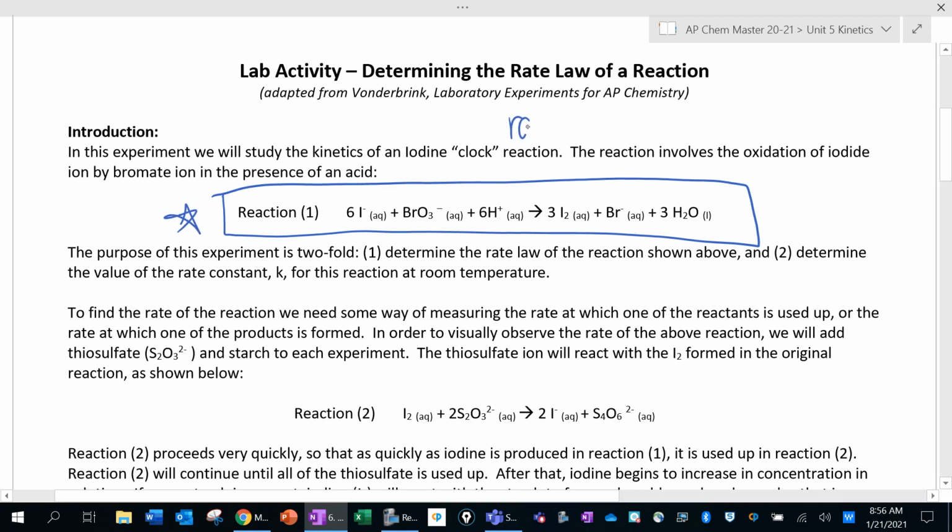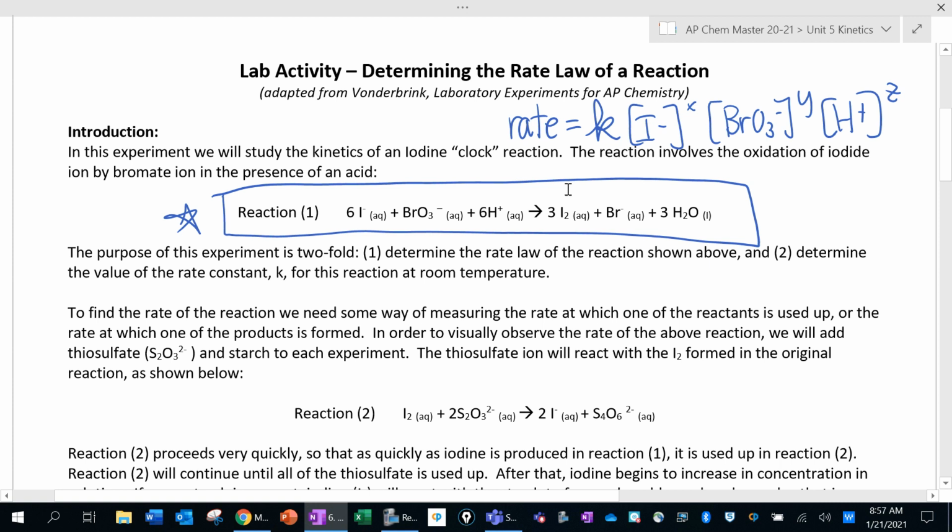And just a reminder what that means, what a rate law looks like is rate equals some constant K times the concentration of the reactants to some exponent. So I'm just going to write a generic version up here. I'm just putting X, Y, Z for now. Our goal in this reaction is to figure out the values of X, Y, Z. So we're trying to figure out the reaction order for these three reactants.